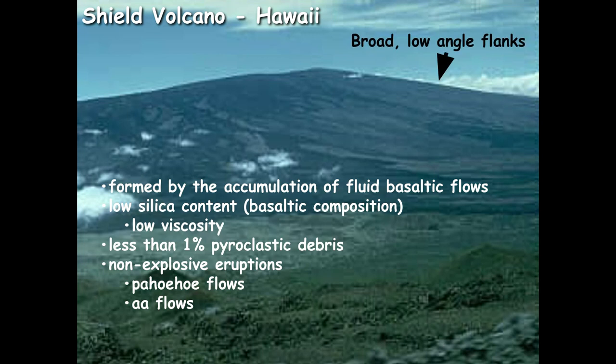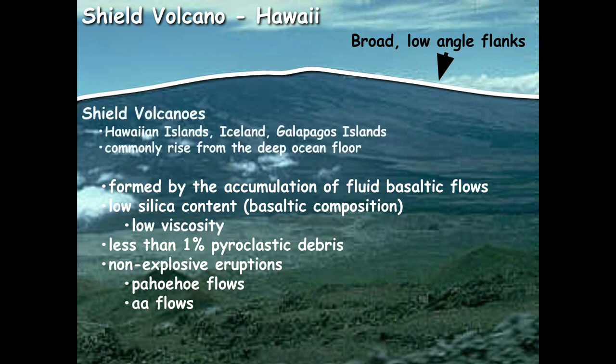And typically a shield volcano is described as a type of volcano in which the flanks, the sides of the volcano, are very broad and very low angled, which lends itself to the term shield. Because if you look at a cross-sectional view of a typical shield volcano, it would resemble a shield. And this white line here shows you that broad, low angle flank.